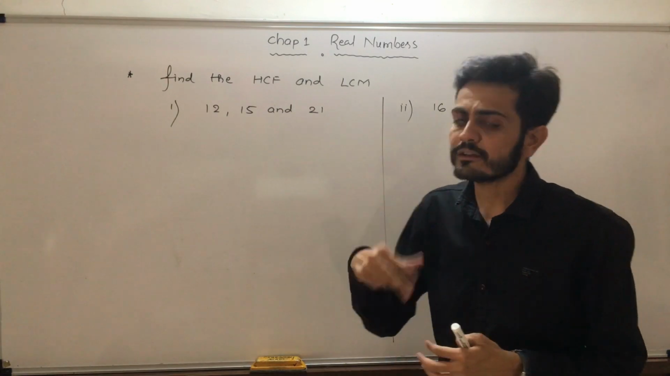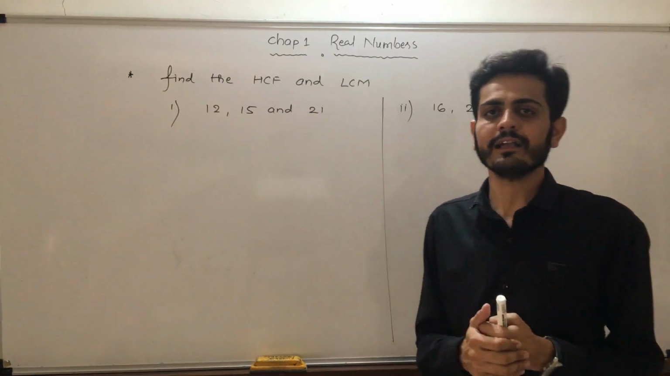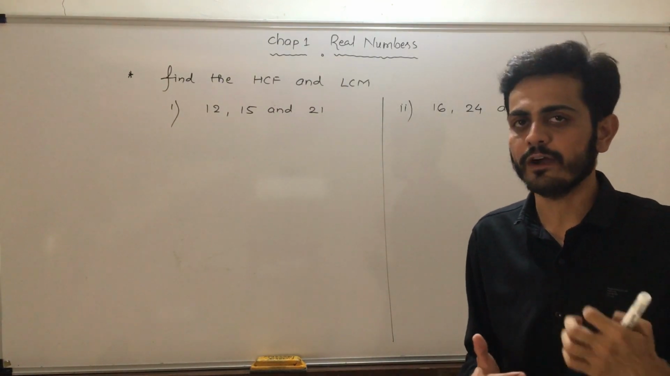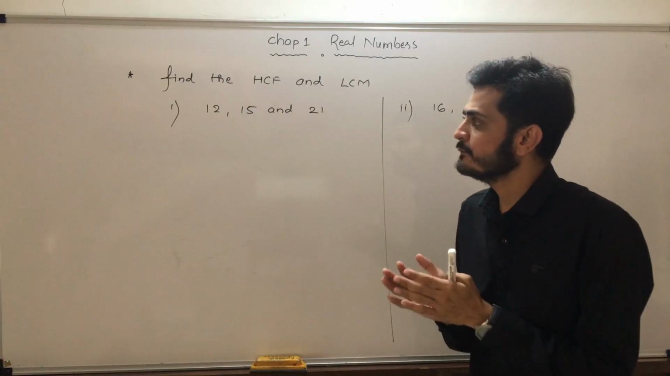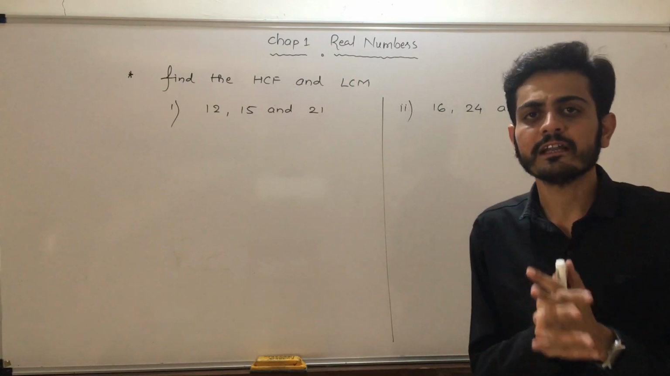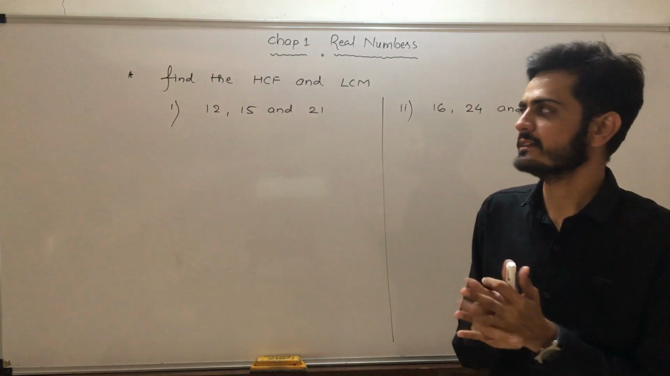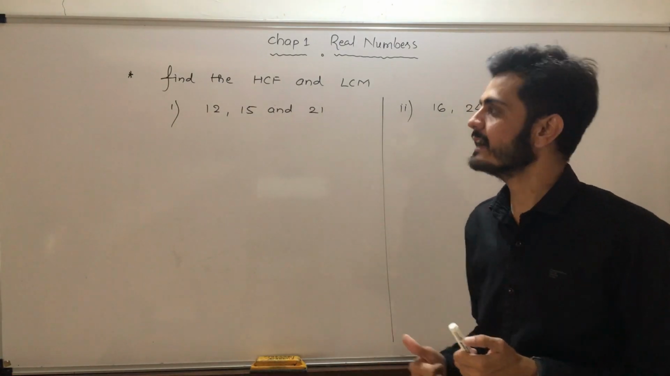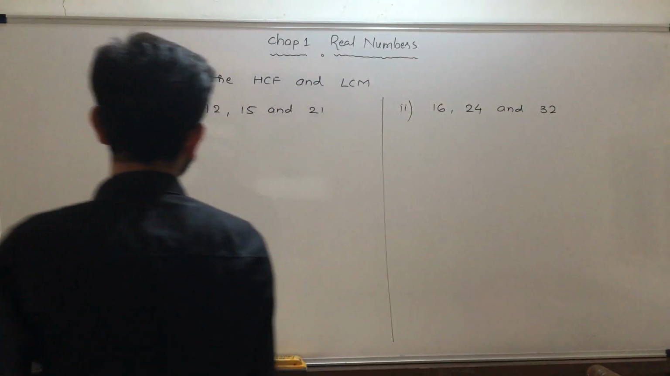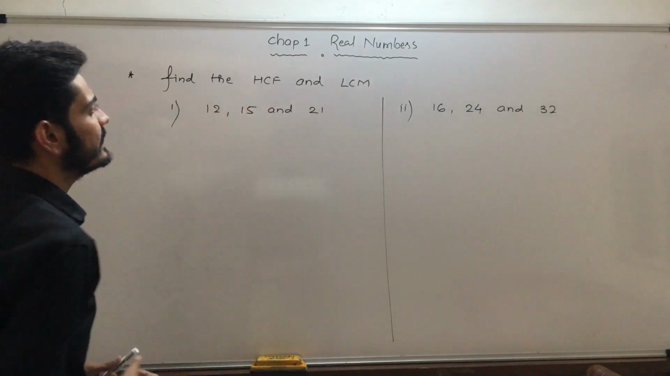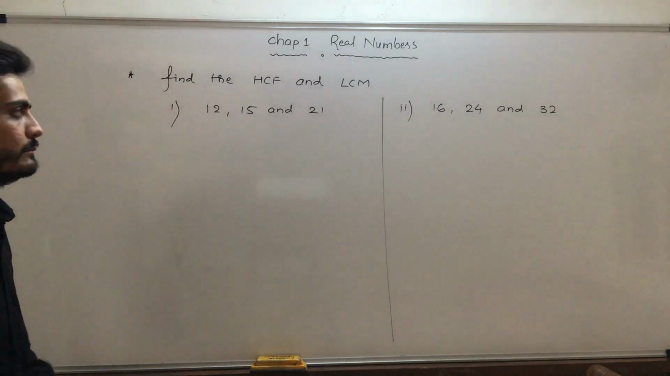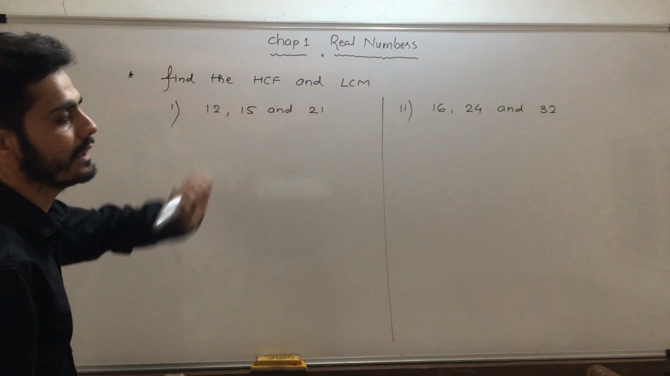If we have more than two numbers, say three numbers, how do we find the HCF and LCM? For that we will use the fundamental theorem of arithmetic and do the prime factorization of the given numbers. So let's start with a basic example. Find the HCF and LCM of three numbers: 15, 12 and 21.